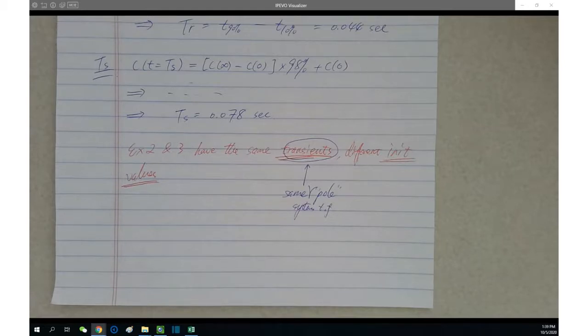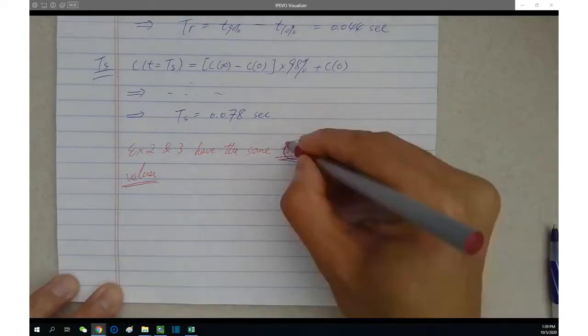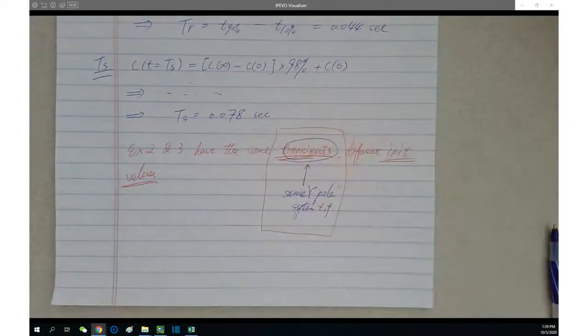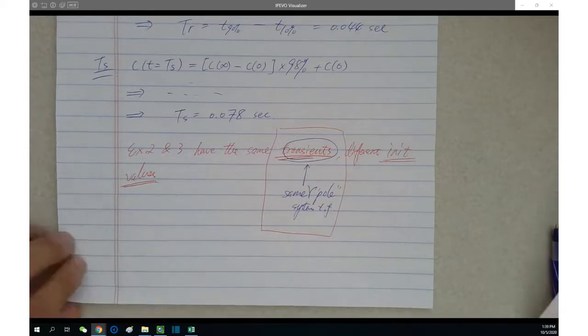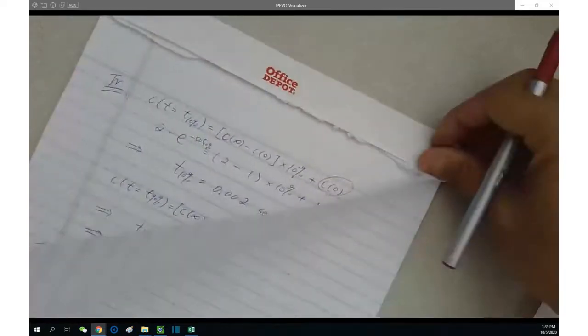This is a very, very important concept: system transfer function poles determine the performance of the transient of the system. No matter what the input is, it doesn't matter, and it's out of our control as well. Any questions? All right, no questions. We move on to the next one.